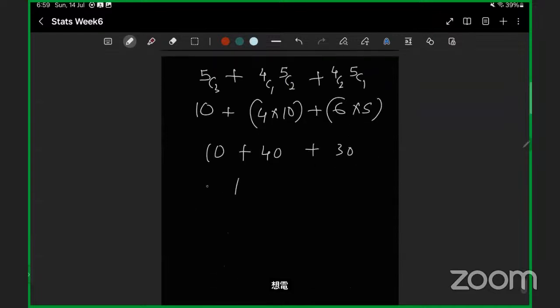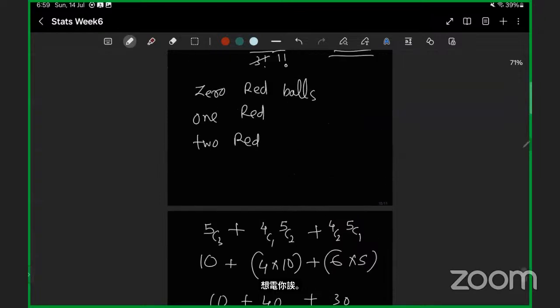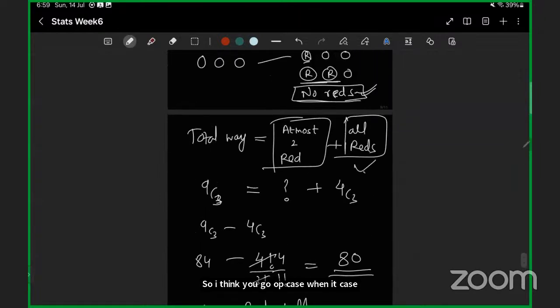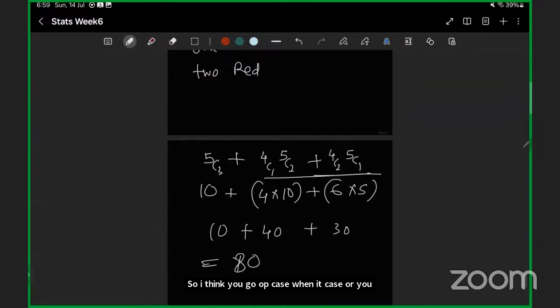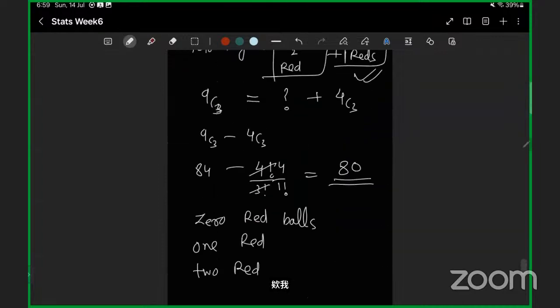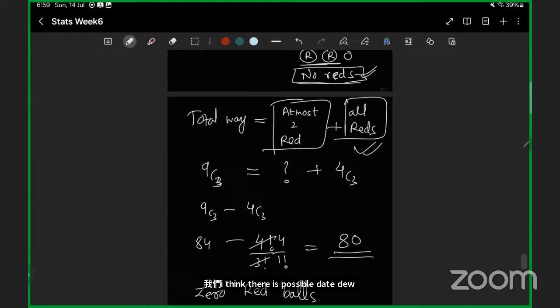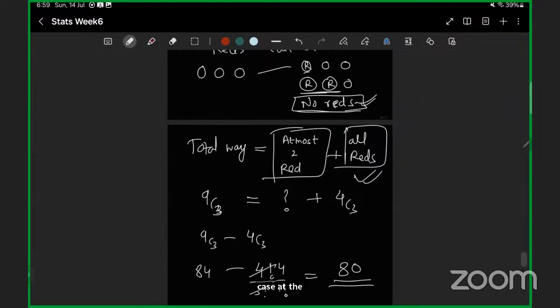Okay, 80. So either you go case by case or you do it this way. Both are the same, but in this case there is a chance of missing something. So there is a possibility that you might miss something. But in this case, it's a lot easier to do total minus all of it.